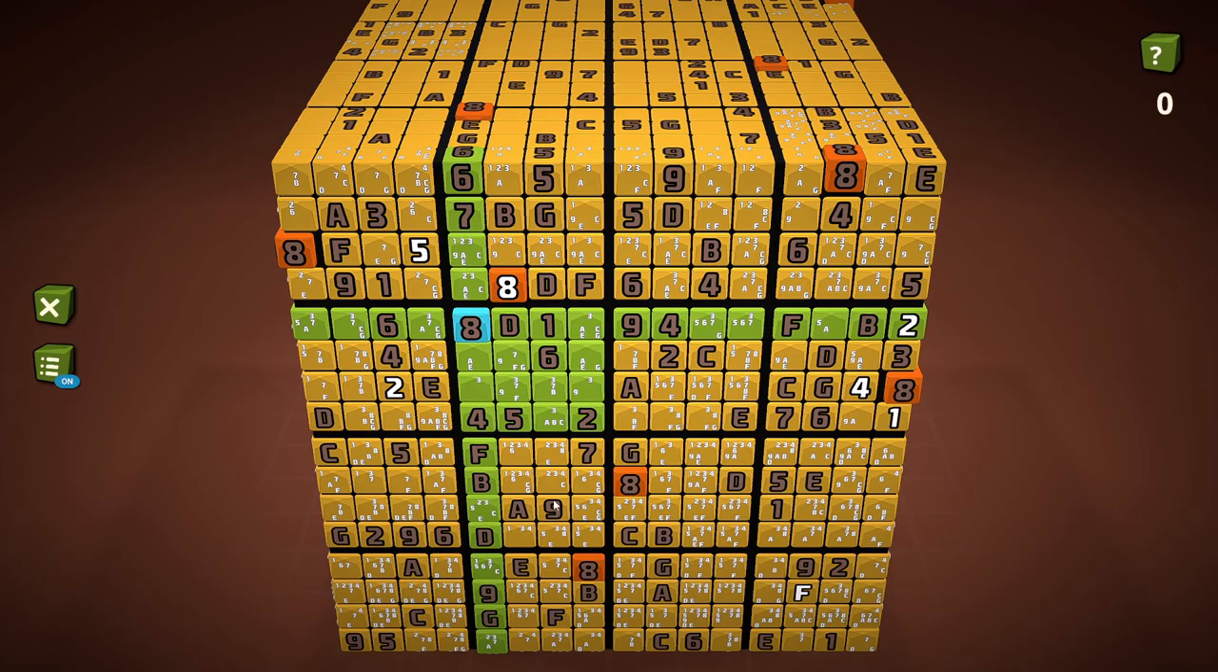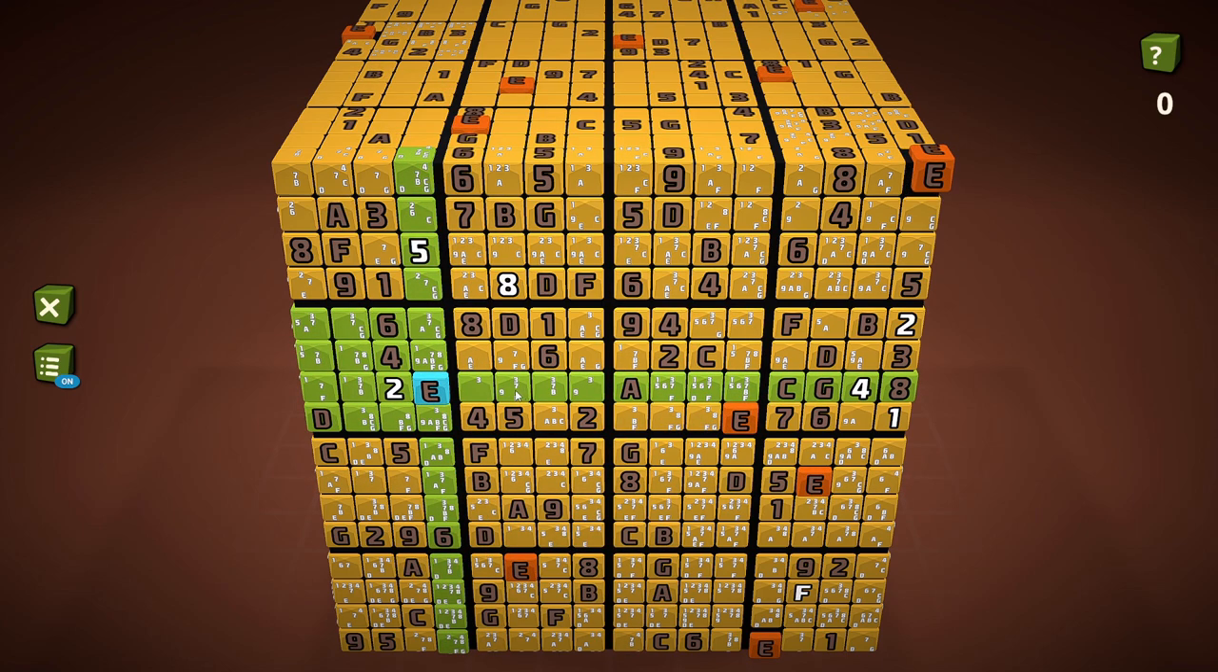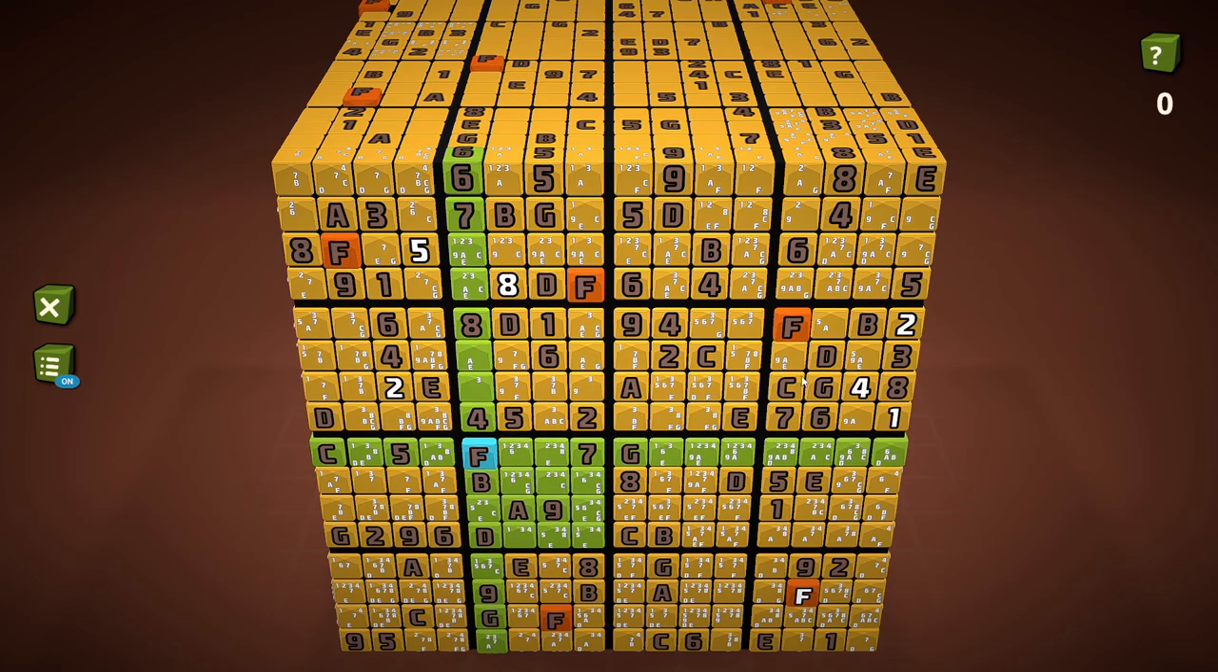What's a 9? Do we actually have 9s on this board? Okay, why can it not be a 9? 9. That's why. And then A, no. B. Nope. C, and then D, and then E, and then F, and then G. So this has to be a 3.